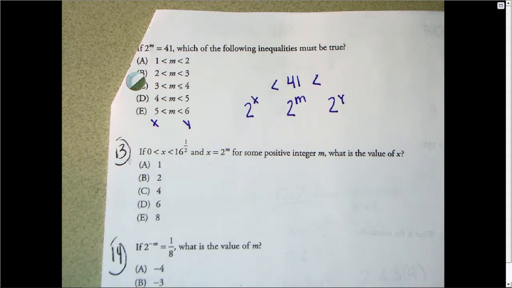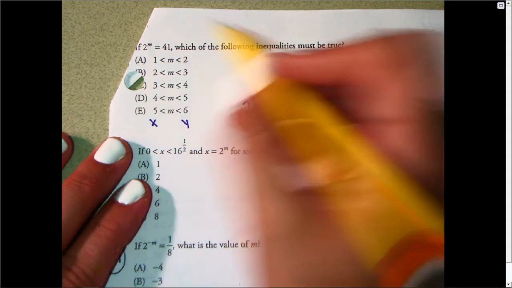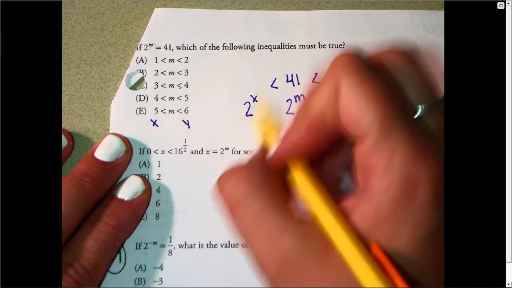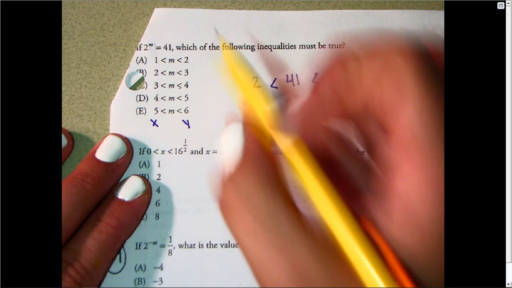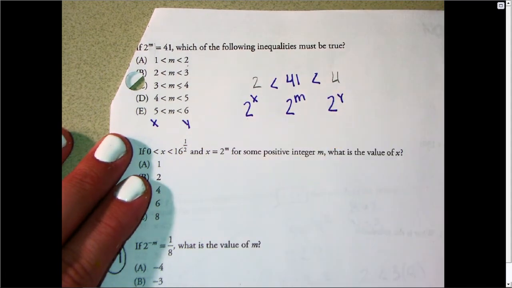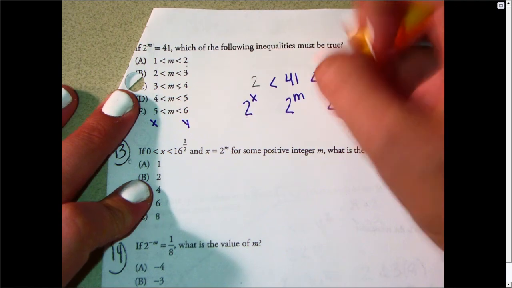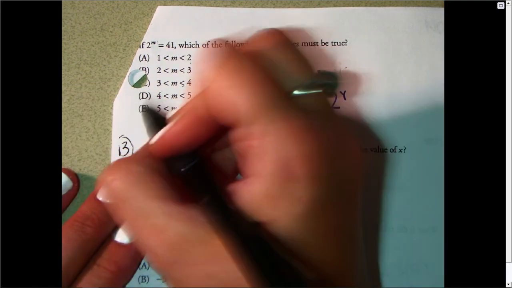I'm also going to show you how to do it with logs, but we haven't talked about logs yet, but I will show you. So right here, I'm going to make this x value 1. So 2 to the 1 is 2. Okay. And then this is my y value, so 2 squared is 4. Well, 41 is not between those two, so it's not those. And then you would just continue to test. The correct answer is E.